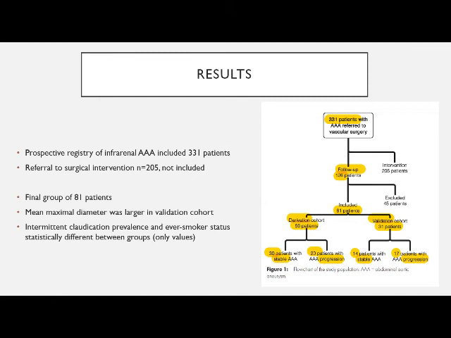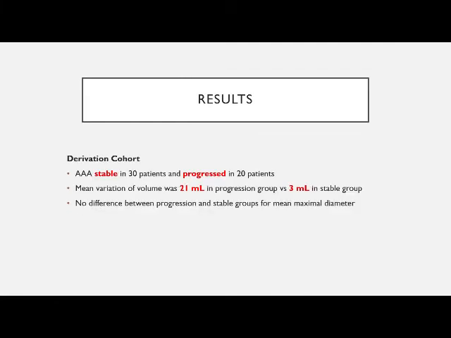Statistically significant was the intermittent claudication prevalence and the ever smoker status. That was different between the two groups. So now, speaking of each group, keeping in mind this is the group that was compared to the validation group. So the derivation cohort is the group that's being studied to see if there was any change. So you had, within the derivation cohort, stable aneurysms in 30 patients and progressed aneurysms in 20 patients.